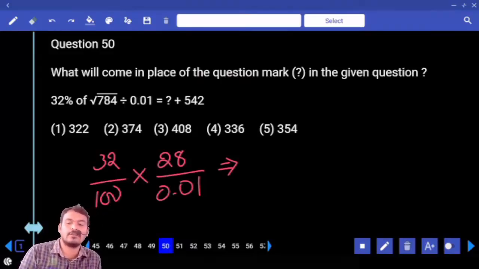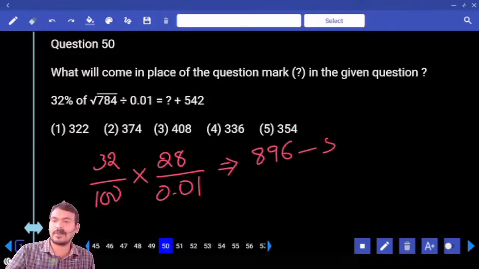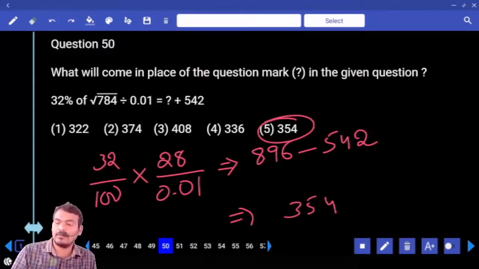What is the 30 square? 900 minus 2 square 4. 900 minus 4. 896. Out of this one, how much value are subtracting? 542. What is the remaining value? 6 minus 2, 4. 9 minus 4, 5. Ending with 54. 354 or not?